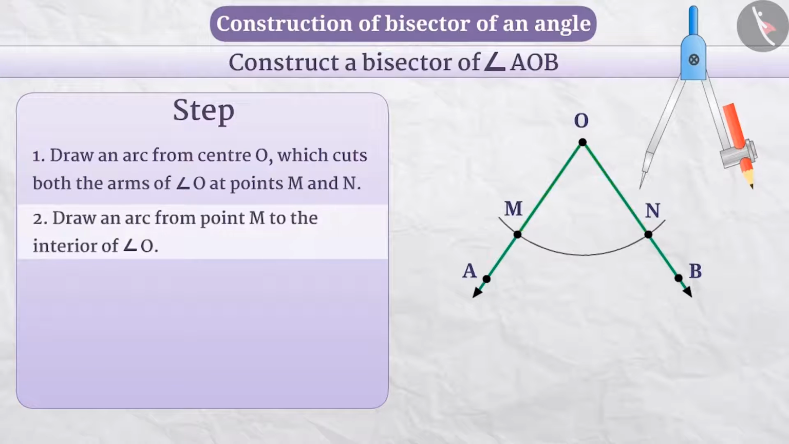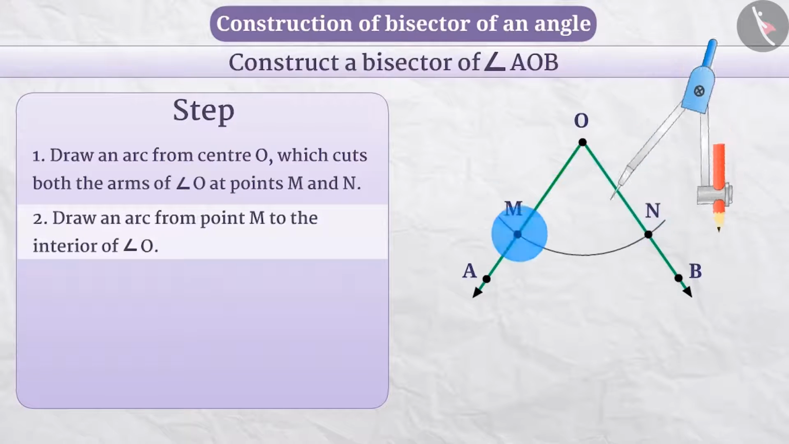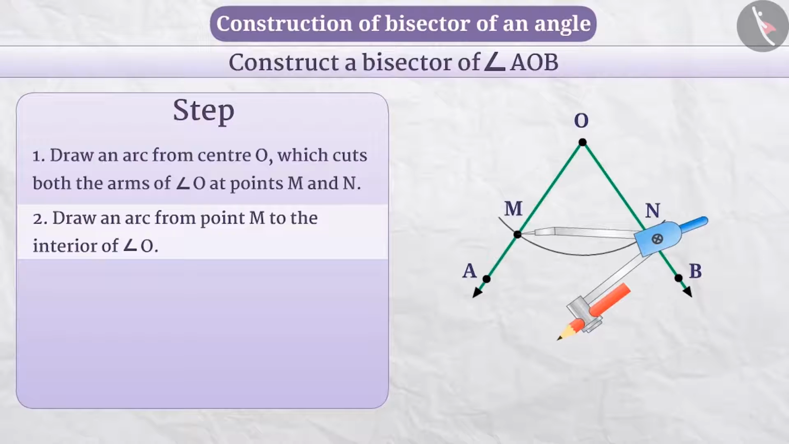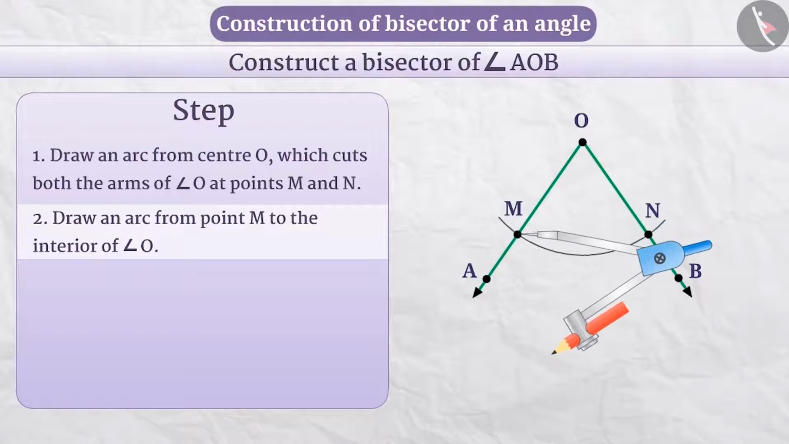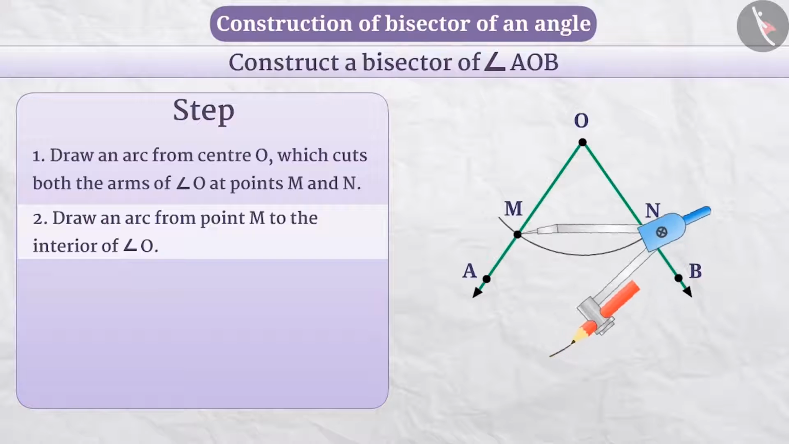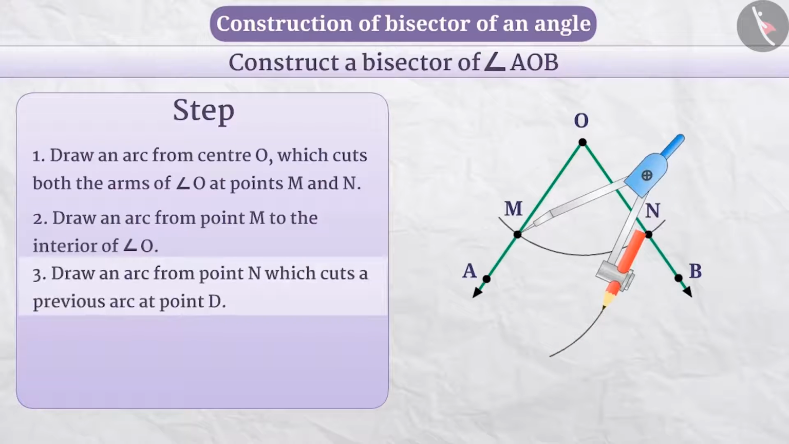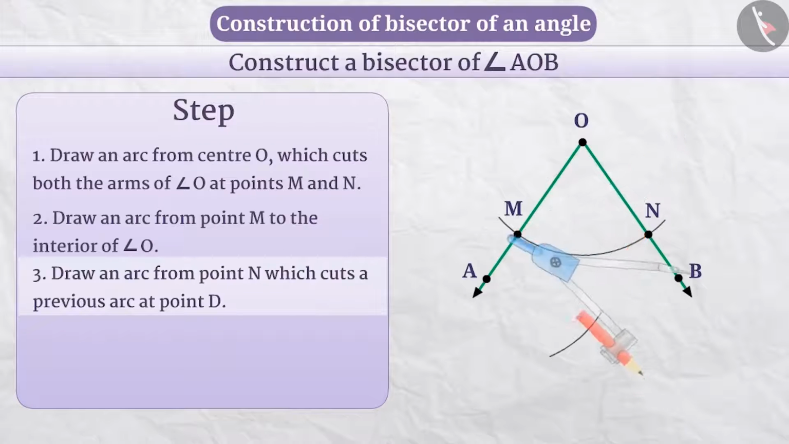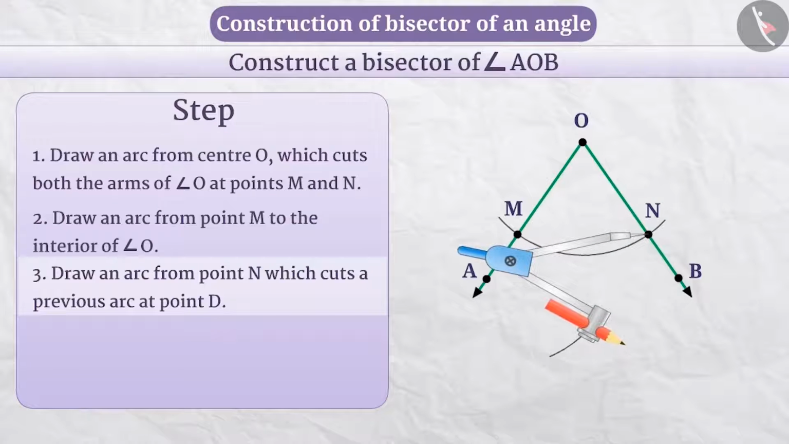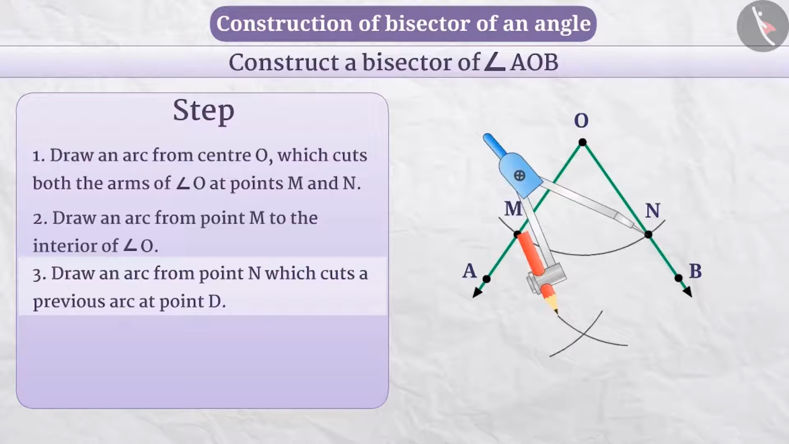Step 2. Now we will place the pointed end of the compass at point M. We will increase the radius of the compass as per the requirement. Then we will draw an arc in the interior of angle O. Step 3. Without changing the compass setting, we will place its pointed end at point N and draw another arc cutting the arc formed from M. Assume both arcs intersect at point D.